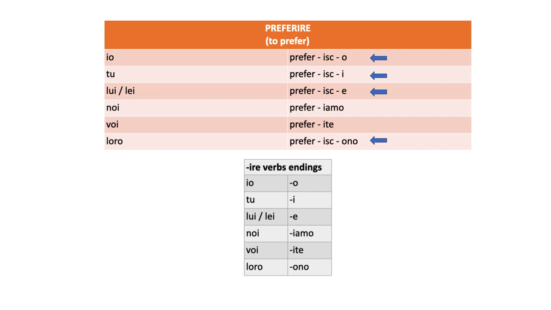Okay? Now, listen to the pronunciation of this carefully. Io preferisco, tu preferisci, lui preferisce, noi preferiamo, voi preferite, loro preferiscono. I'm going to read the forms that have isk only one more time. Preferisco, preferisci, preferisce, preferiscono.